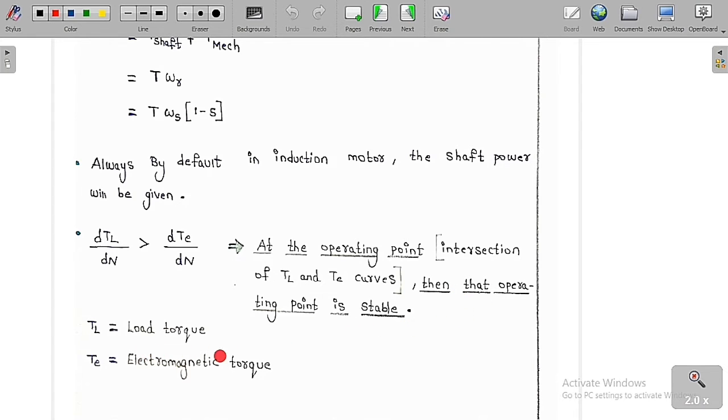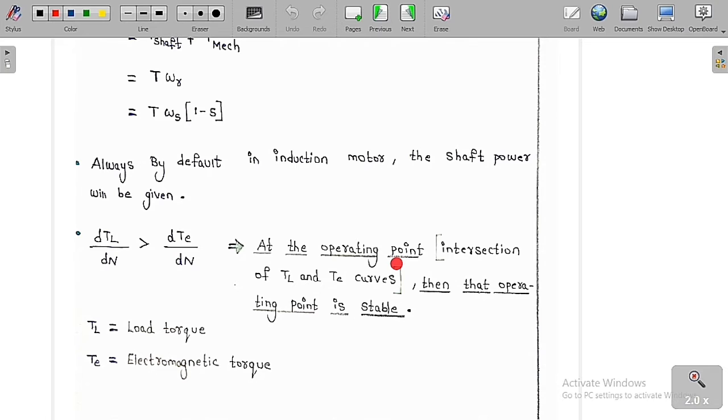So TL is called the load torque and T is called the electromagnetic torque. Therefore, the rate of change of load torque with respect to speed should always be greater than the rate of change of electromagnetic torque with respect to speed at the operating point.